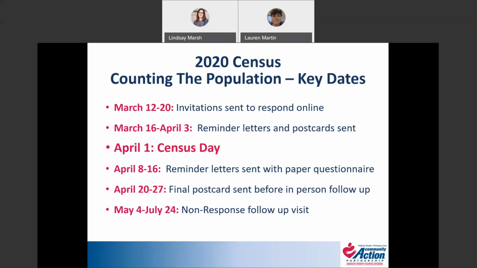April 20th through April 27th, final postcards will be sent before they start in-person follow-up. In-person follow-up is called non-response follow-up, NRFU. Starting on May 4th through July 24th, census enumerators come to the doors of houses that have not yet responded to the census and knock on the door and say, hey, we are here to fill out your survey and talk to you about the census. And they will conduct the survey in person from your front porch, face to face.